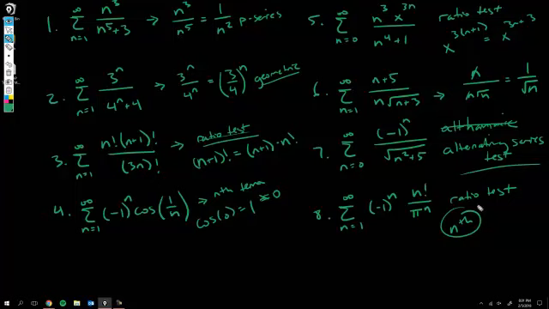Okay, so hopefully these were better examples. I was asked to do some more challenging ones, so I think this was a good list of slightly more difficult problems.